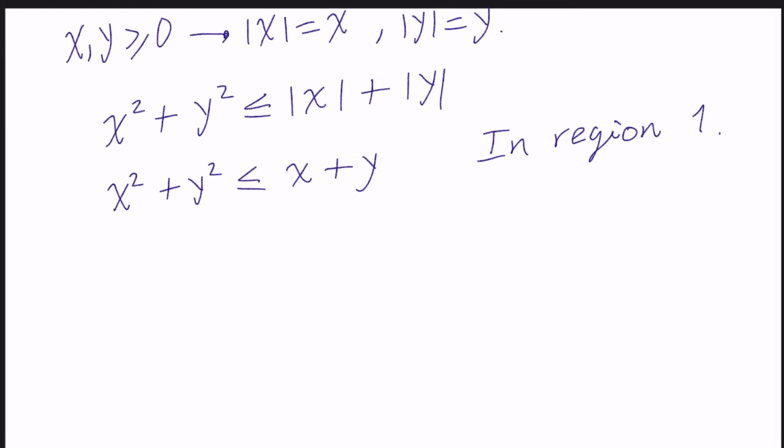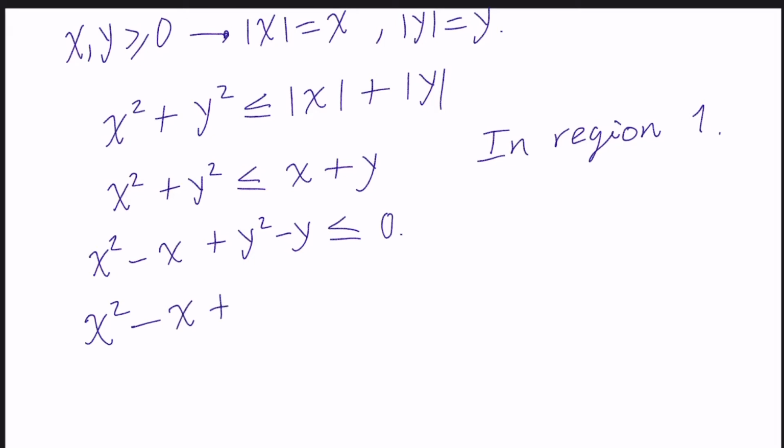Okay, now let's pass everything to the left hand side. So x squared minus x plus y squared minus y is less or equal than 0. Now we will make completing squares. What is completing squares? This is well known from basic algebra. You only require to add the half part of the number that is multiplying, in this case, to x.